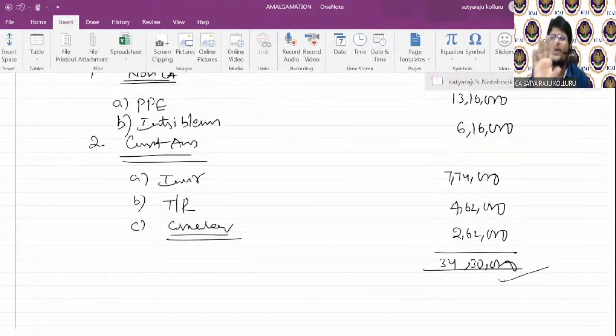So in case of the pooling of interest method, we treat the selling company as just an extension of the purchasing company. We treat it as a normal loss only. That is the reason why we are not transferring to goodwill, why we are setting off with free reserves after taking over the business of the selling company by the purchasing company. Hope you got it. Okay, next.